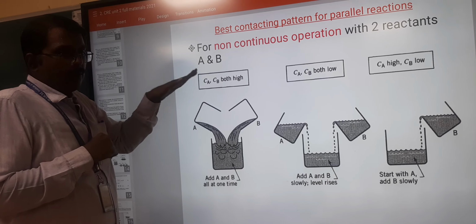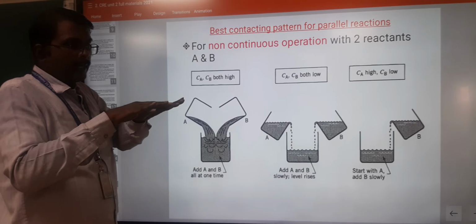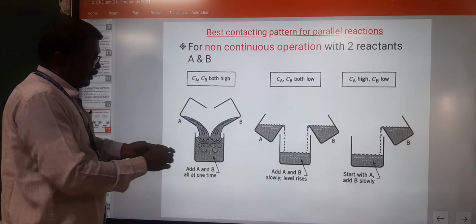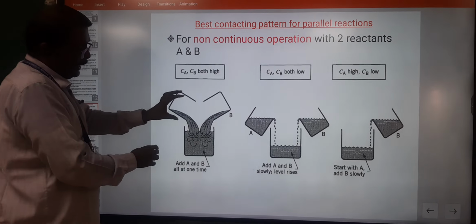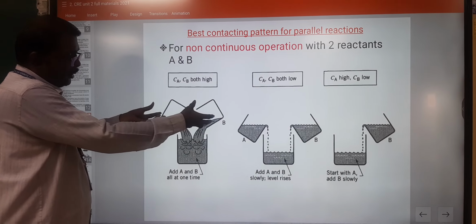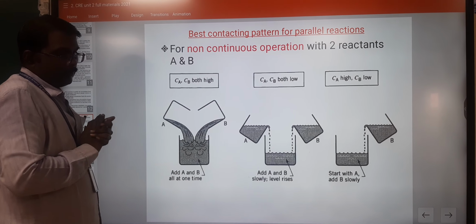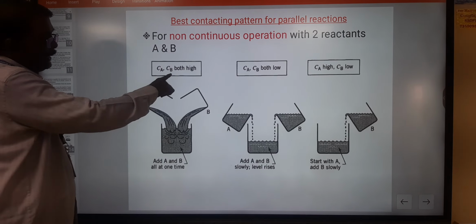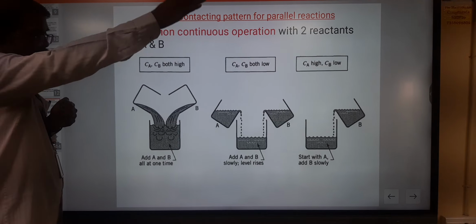So suppose we want to maintain both concentration of A and concentration of B high, what we are supposed to do is add A and B together. This is reactant A, this is reactant B, and this is the actual reactor. You have to pour A and B into the reactor at a time, within a fraction of a second. If you do that, then we can maintain the CaCb value at the highest level.